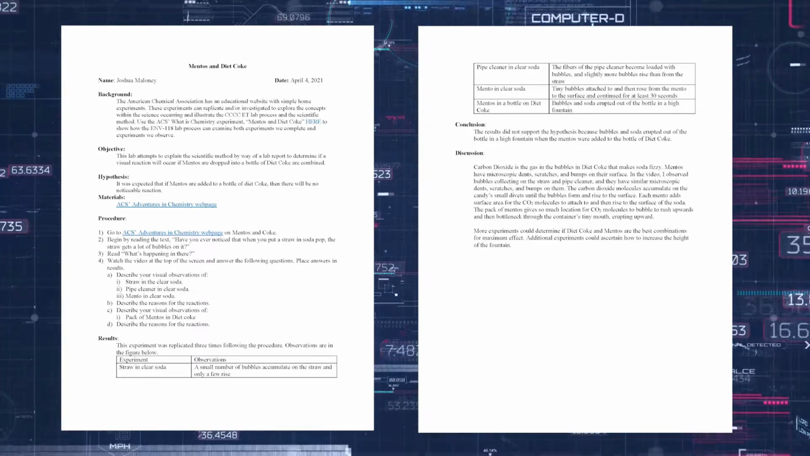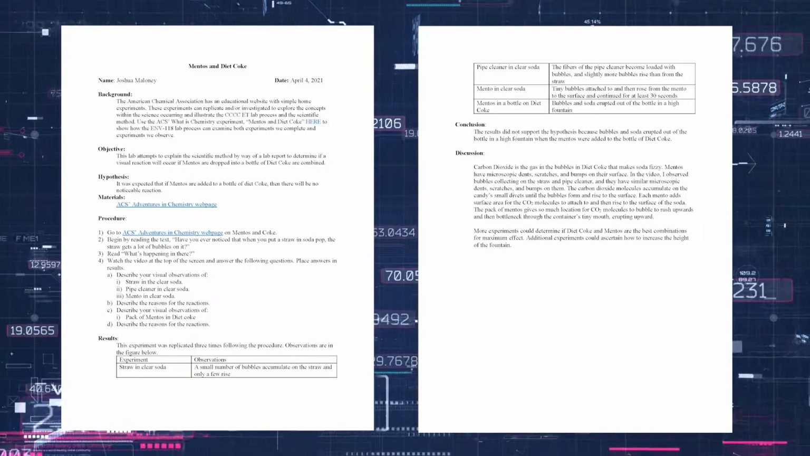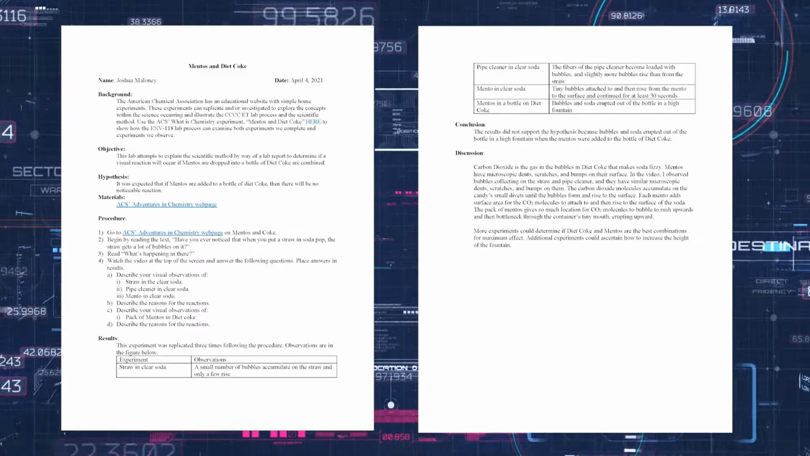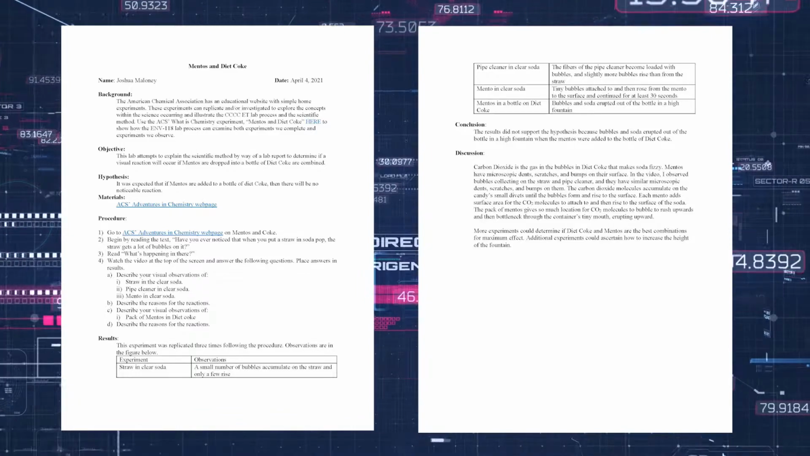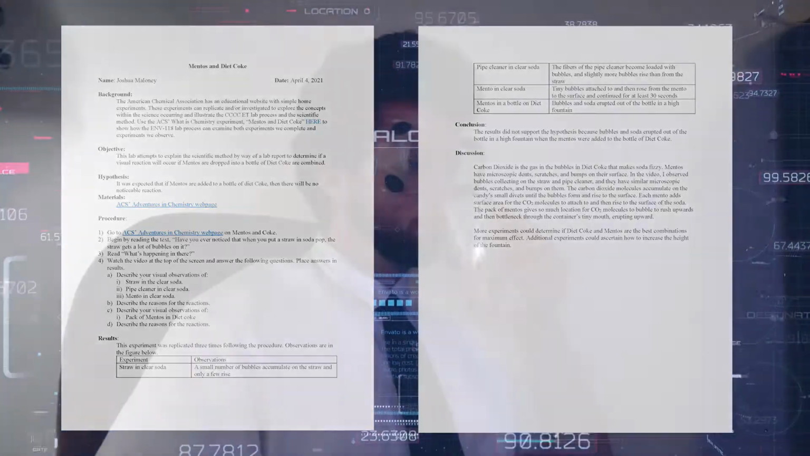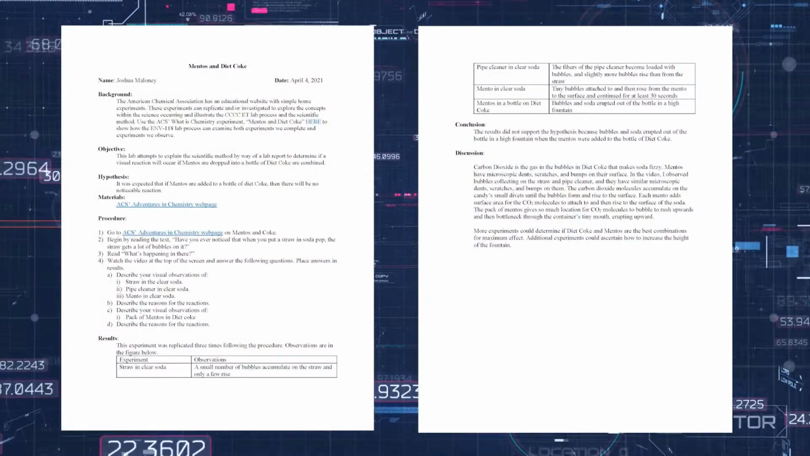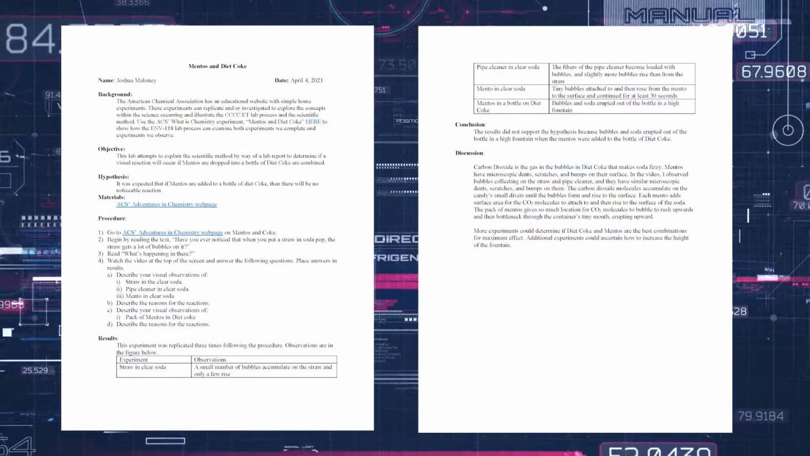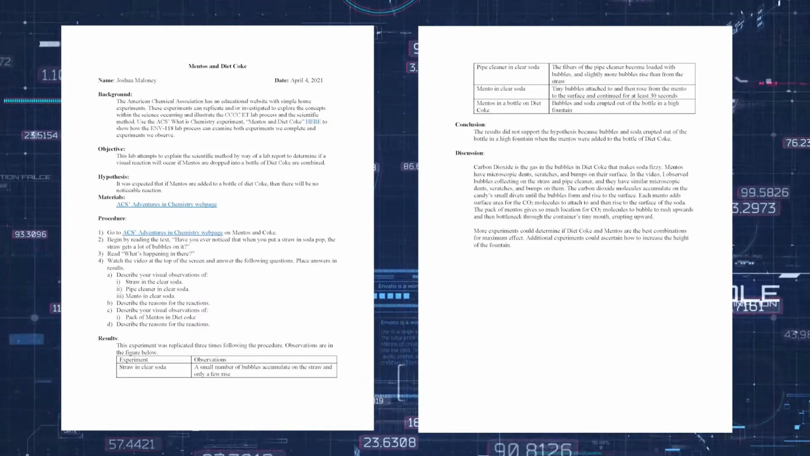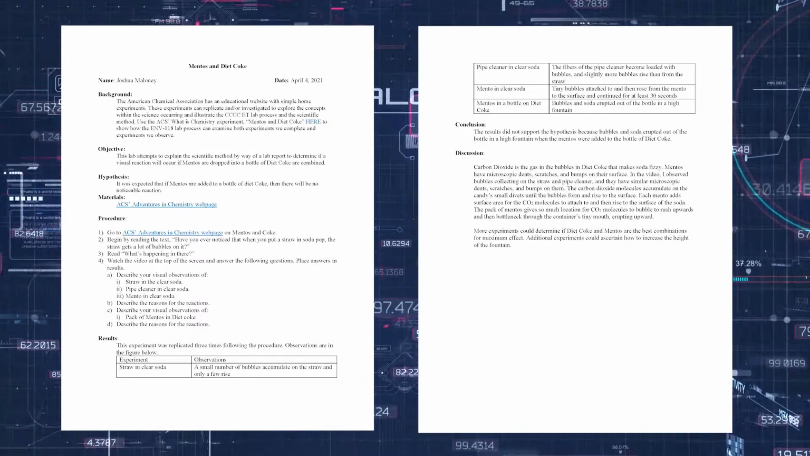I can place findings in my results for a virtual lab similarly as if we did them ourselves. I still write down the observations I made during the experiment. It is no different than taking notes on an instructor who is conducting an experiment. As with the experiment I conducted at home, this report came to the same conclusion. The results did not support the hypothesis because bubbles in soda erupted out of the bottle in a high fountain when the Mentos were added to the bottle of Diet Coke.